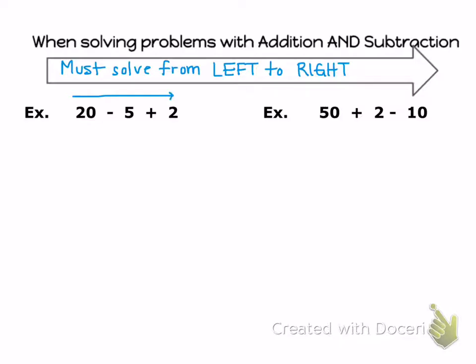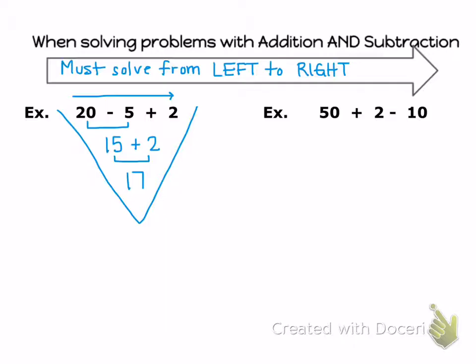So let's start with 20 minus 5. 20 minus 5 is 15. You rewrite the rest of the problem, 15 plus 2. 15 plus 2 is 17. I have my V. My final answer is 17.